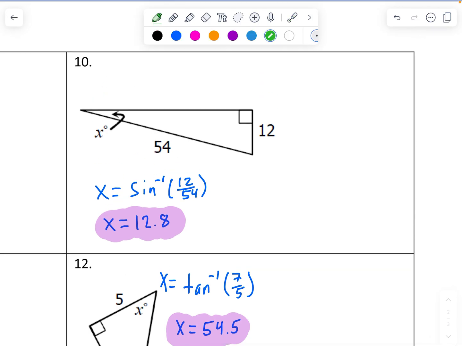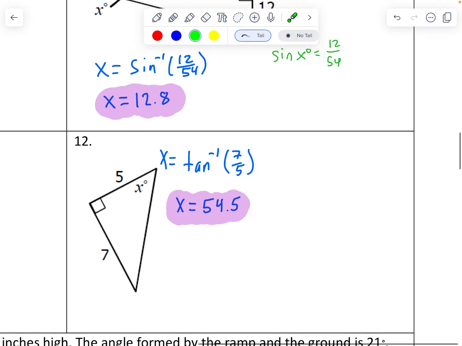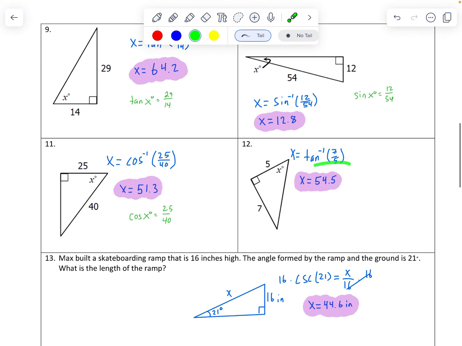On 10, we have, for this angle, the opposite and the hypotenuse, so it's sine of x degrees equals 12 over 54. And so you do sine inverse of 12 over 54 to get x by itself, which is what that's showing. And then finally, I'll let you think through this one, how you would set up tangent initially, but you can see the work that you would show there.